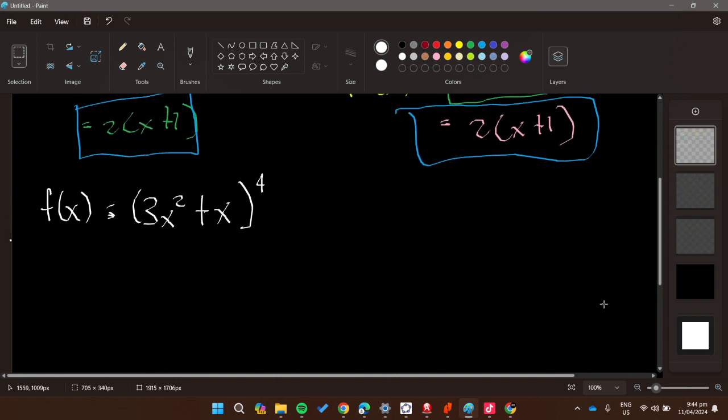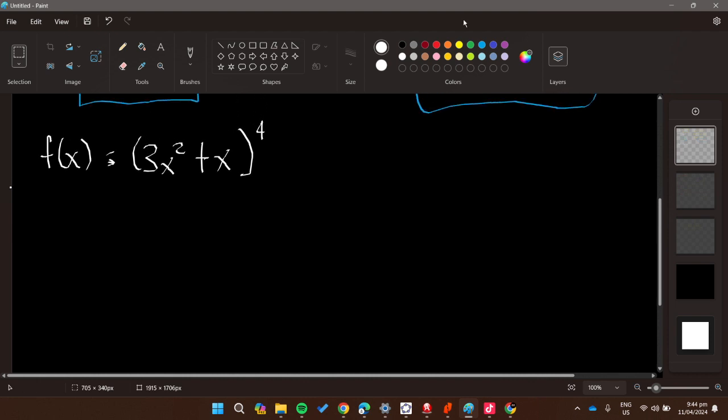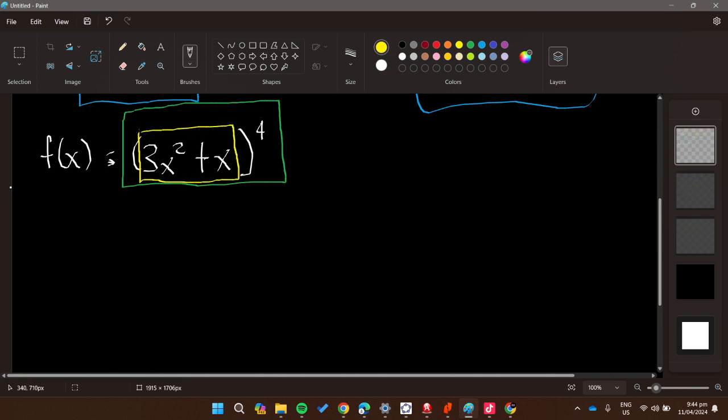So let's do chain rule. So again, kunin natin first yung derivative of the outside function or the entire function. Right? Yung green. And then, yung sa loob na function. Alright, let me just do this one. Right, yung nasa loob na function.